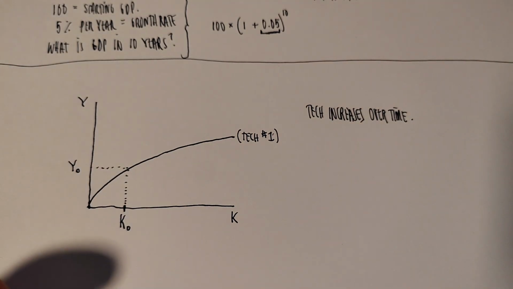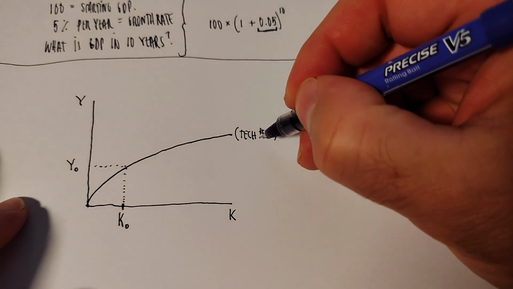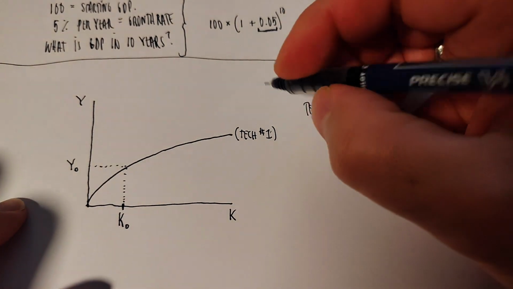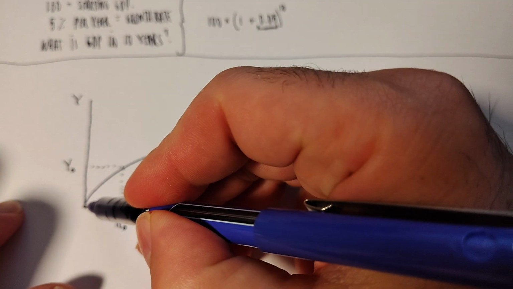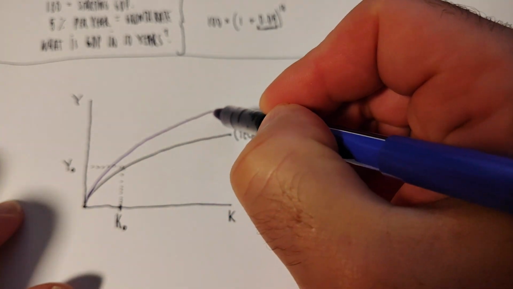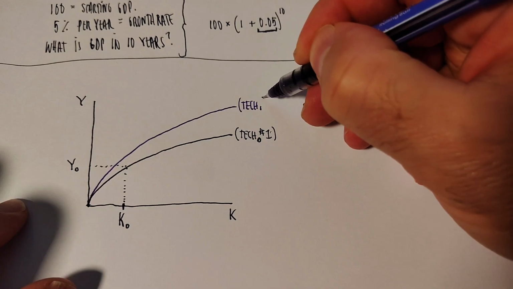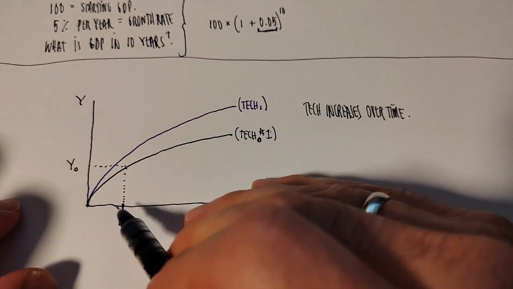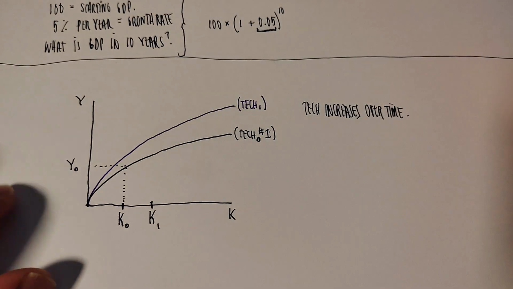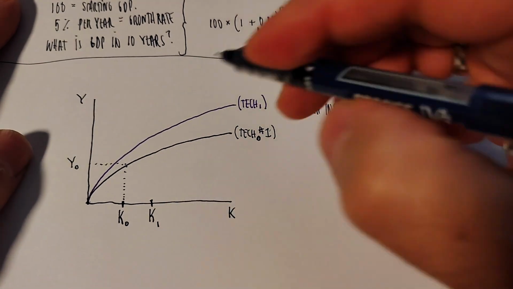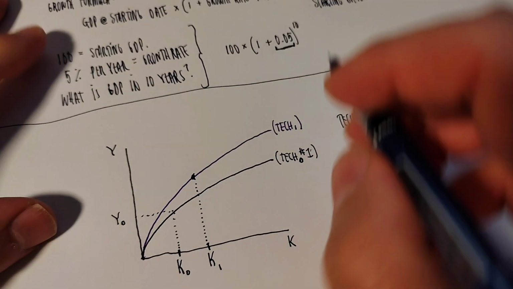So let's call this technology at time period 0. And then let's say this is the function for technology in time period 1. And let's say by the time that grows, the capital stock went out to here. So let's say this is K1. Okay. So now with this new level of technology, output is actually up here now.